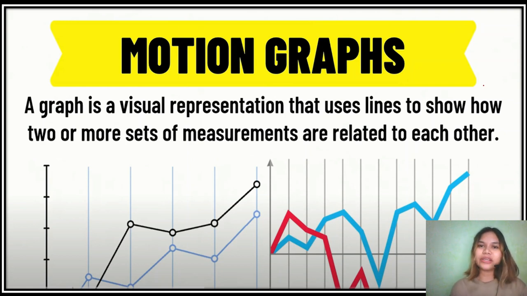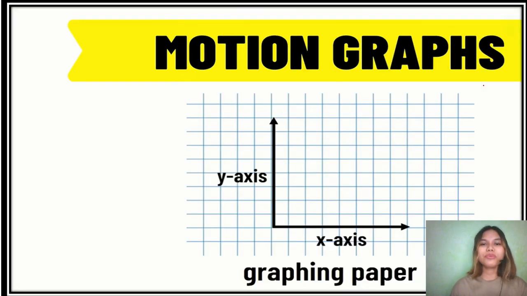So in the dot diagram, we are using dots to represent the movement of our object. In the motion graphs, we are going to use lines to compare the sets of measurements. So in the motion graphs, you'll encounter the y-axis and the x-axis. Remember that the y-axis is vertical and the x-axis is horizontal.